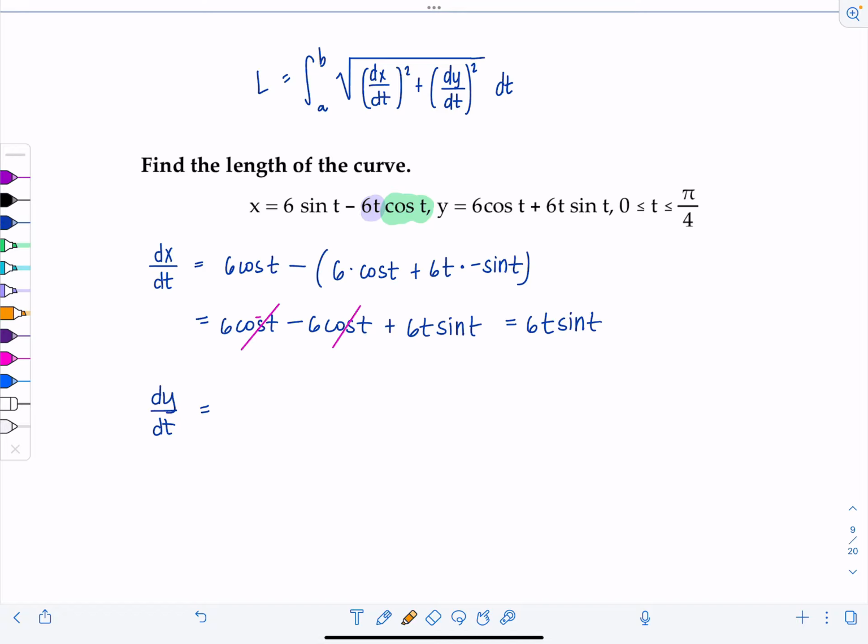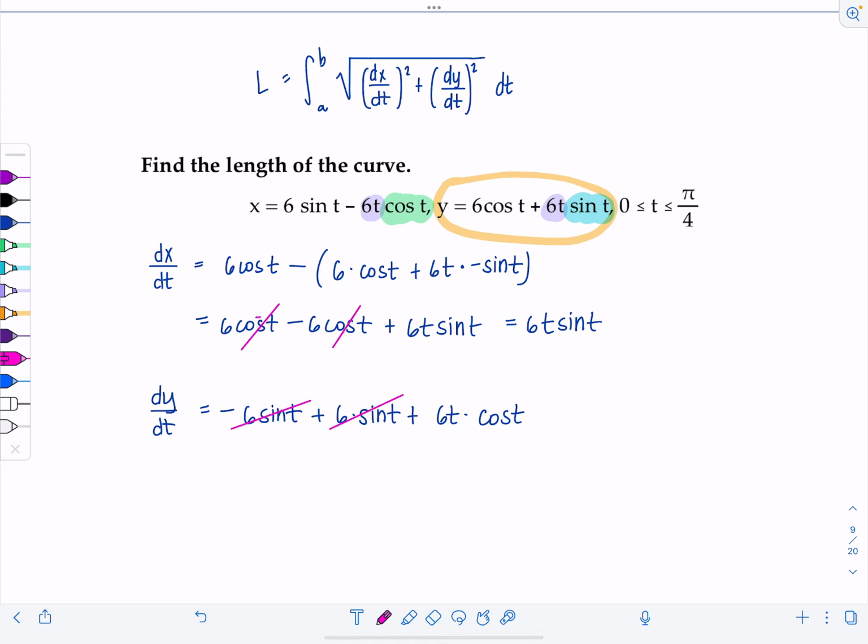So derivative of 6 cosine t is negative 6 sine t plus, and then again, look at this, product rule, 6t and then sine t. So derivative of 6t is 6, leave the other guy alone, 6 sine t, plus 6t times cosine t. Look at how things just clean up beautifully. So dy/dt is 6t cosine t.